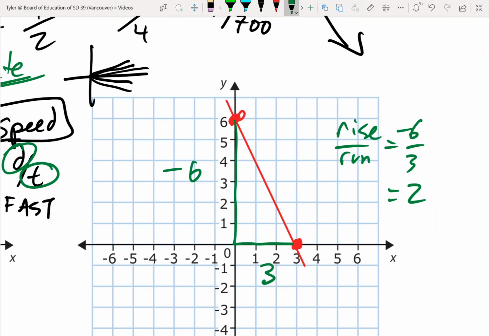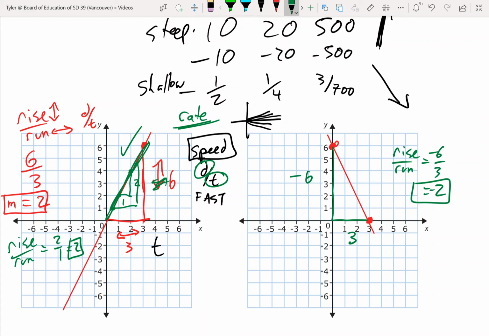So if I put -6 into here, the answer is -2 for the slope. So that means it's the same steepness as the last one, which makes sense. It's just going in a different direction. Okay, so that gives us the answer. We got a negative slope, which makes sense.